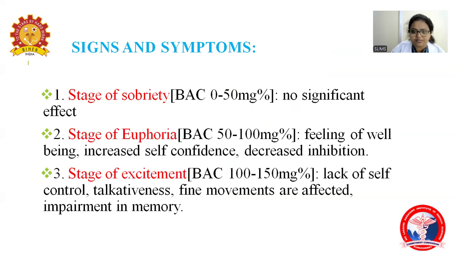And then the signs and symptoms. Based on the blood alcohol concentration, the stages of consumption of alcohol have been divided into 6 stages. A quantity of 0 to 50 mg percentage is called the stage of sobriety, where the person has no significant effect and acts like a sober person, very normal without any symptoms. And then a blood alcohol concentration of 50 to 100 milligram percentage causes the stage of euphoria. Euphoria is the feeling of well-being. The main important symptom here would be the decrease of inhibition.